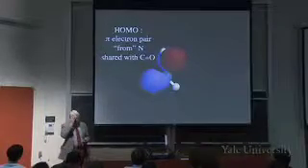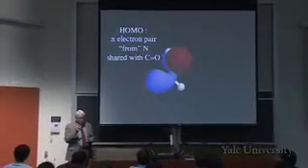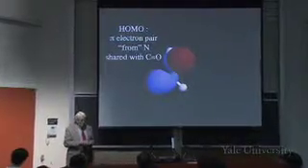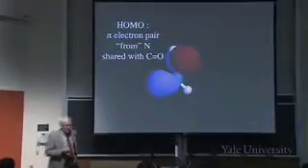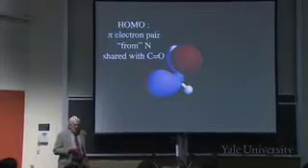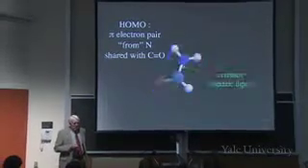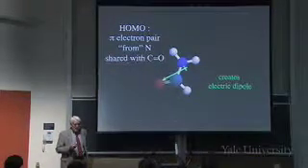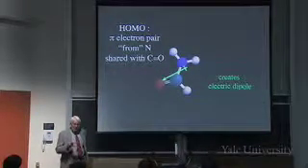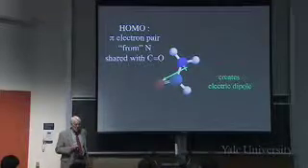That's the HOMO, not the pi star. It's the HOMO. The pi electron pair, which is shifted from nitrogen and shared with the C double bond O. Now, that sharing, as we just said on the previous slide, creates an electric dipole. So the electrons are shifted in the direction shown.